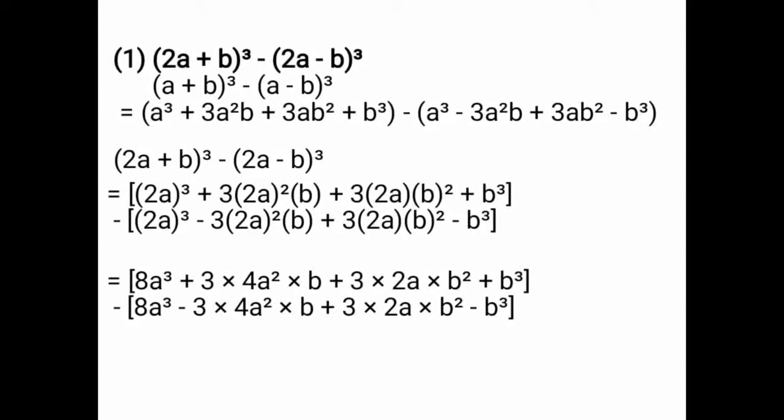And in 3ab^2, you have to write the multiplication form: 3 x 2a x b^2. Here nothing you have to multiply. The square of the variable remains the same. Then b^3 will remain as it is.